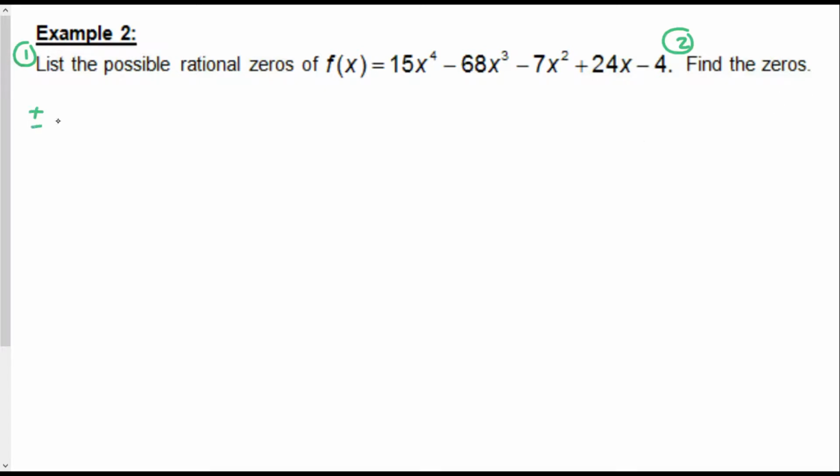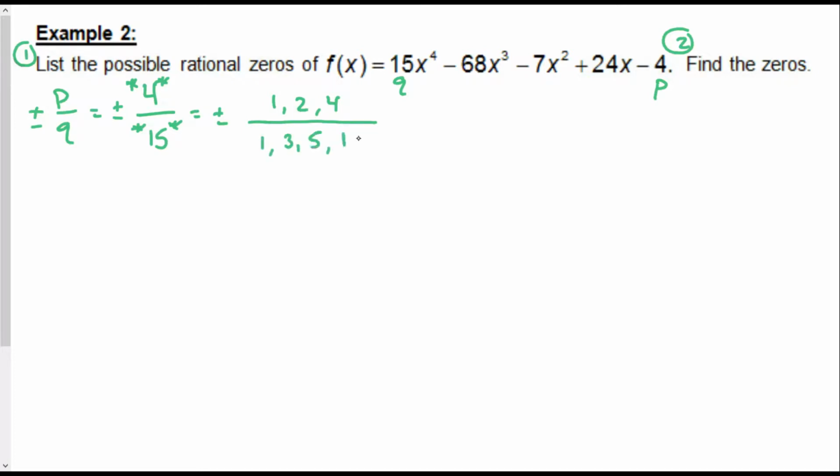So I know that I'm going to need to come up with a list of numbers that's defined by plus or minus p over q. That's going to equal plus or minus, this one is p, this one is q. So factors of 4, which I'm going to mark with a little asterisk to remind me that it's factors of that number, over factors of 15. Factors of 4 are easy: 1, 2, 4. Factors of 15, also pretty easy: 1, 3, 5, and 15.